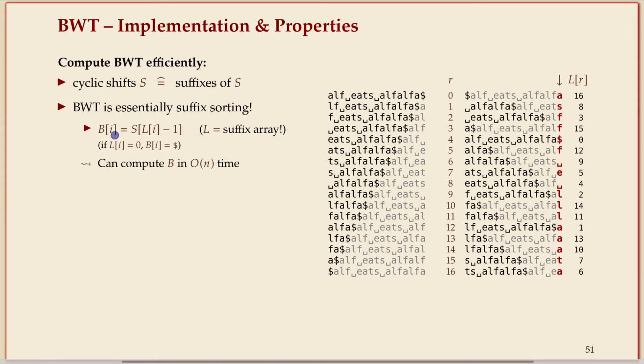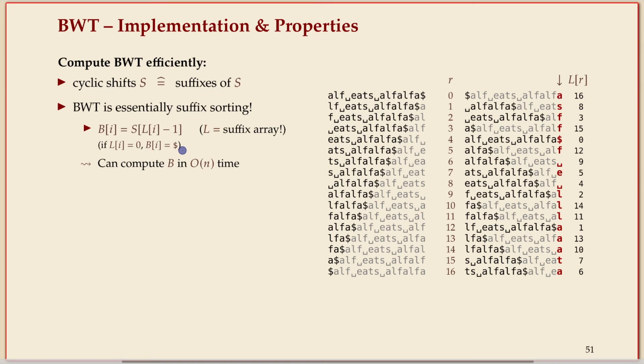The ith character in the BWT is, if you take the suffix array at position i and subtract 1, because we want to go one character before, and then take that position in the text. You have to take care of the wraparound. If you have the 0, then you have this extra special case, but the rest is regular.